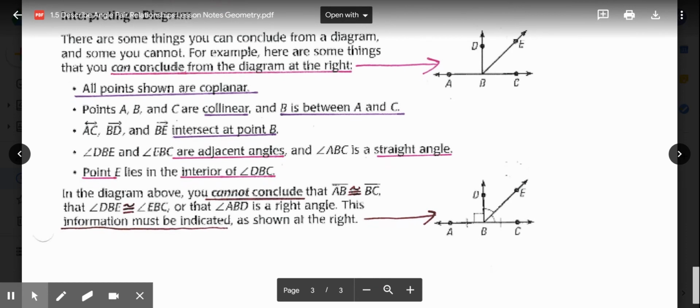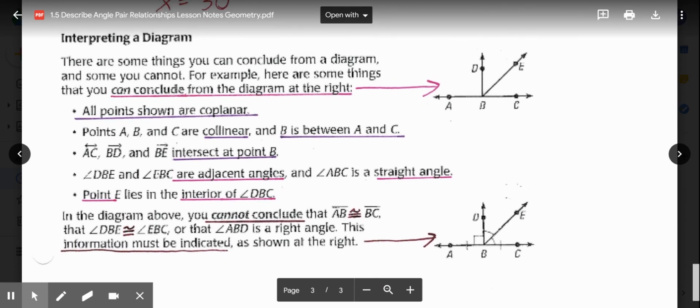And then our last notes for today are already written out for you, but just some pieces to highlight and make sure you understand. So a lot of geometry comes down to interpreting and reading diagrams. So there are different things that we can conclude from different diagrams and some things that we cannot. So for example, looking at this first diagram here, this bulleted list are all things that we can conclude from this diagram.